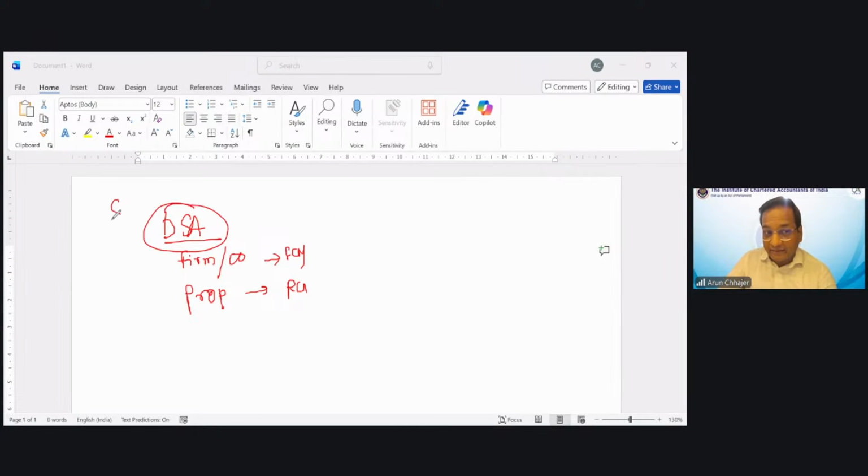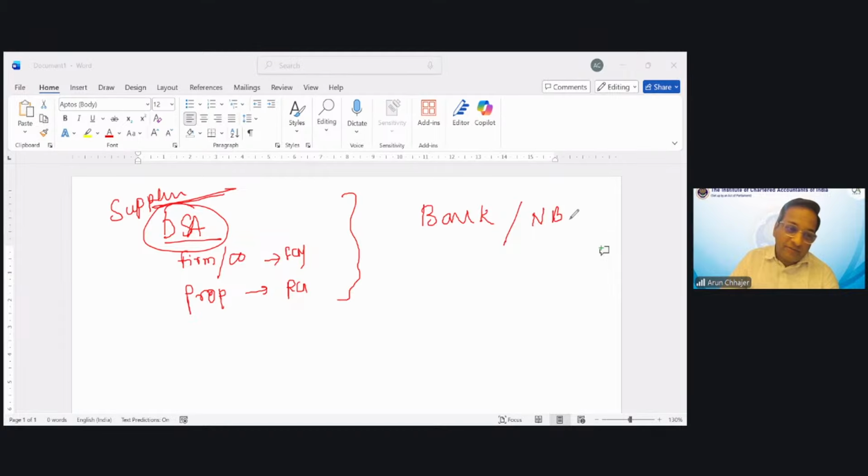DSA is the supplier. We are checking the supplier. If the supplier is individual, the recipient would be... because DSA is the loan. Beta, DSA is the loan. Who will disburse the loan? Either bank or NBFC. So the recipient would always be the bank or NBFC.